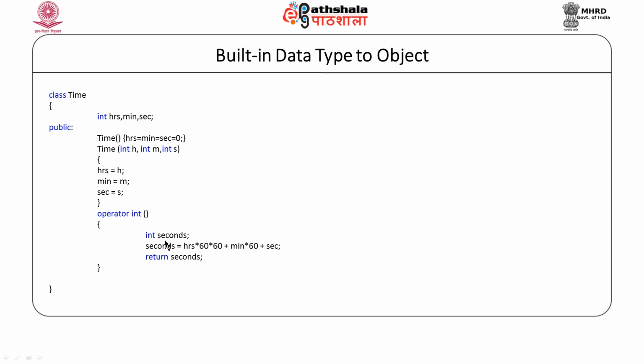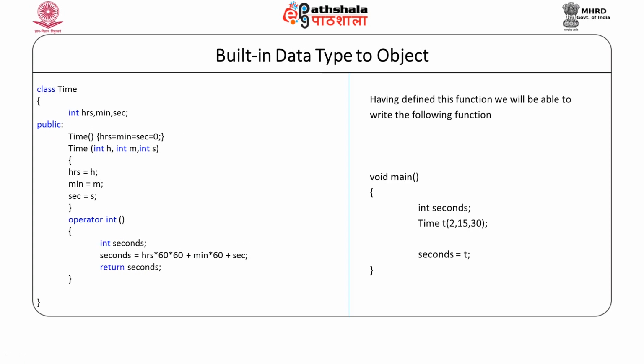So, what we are doing here is defining in what way we want an object to be converted to an integer variable. We are converting the entire time into seconds, and that is what we are assigning to seconds, and that converted seconds value should be returned here. Once we define this function, we will be able to write the following main function, or this following assignment statement.